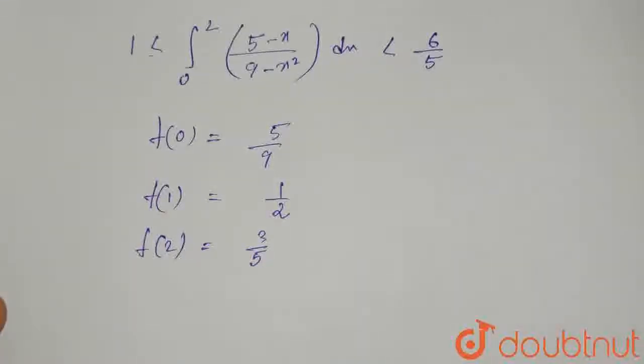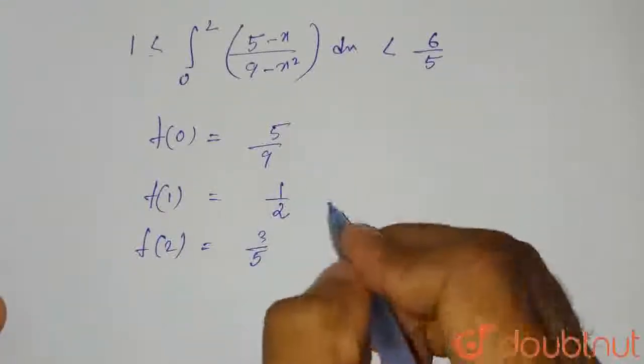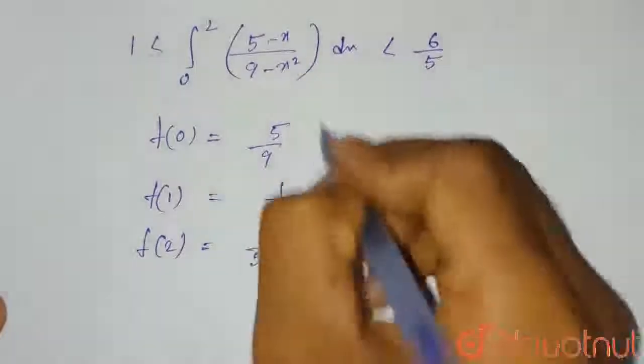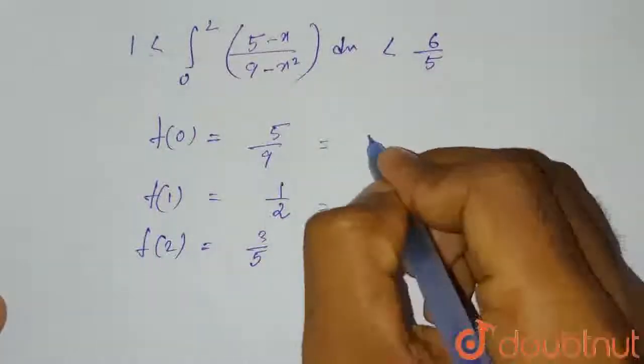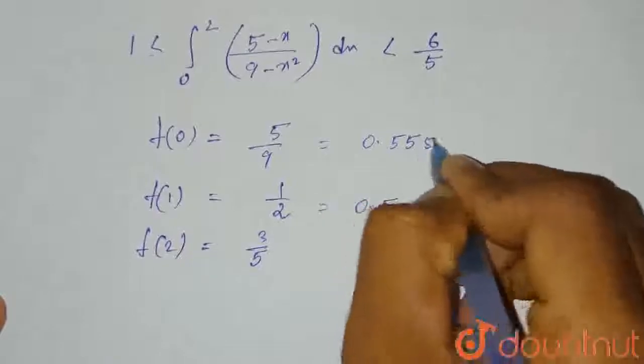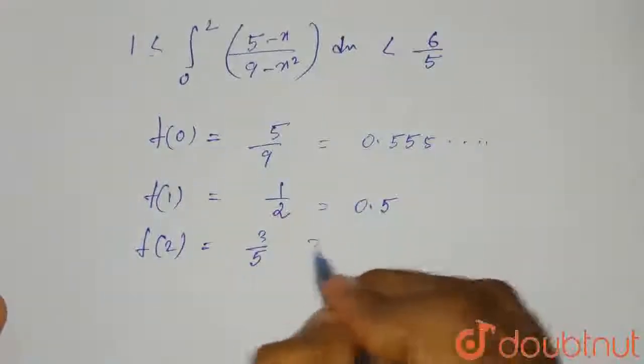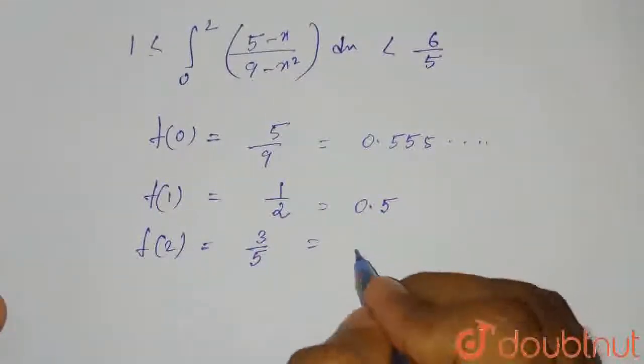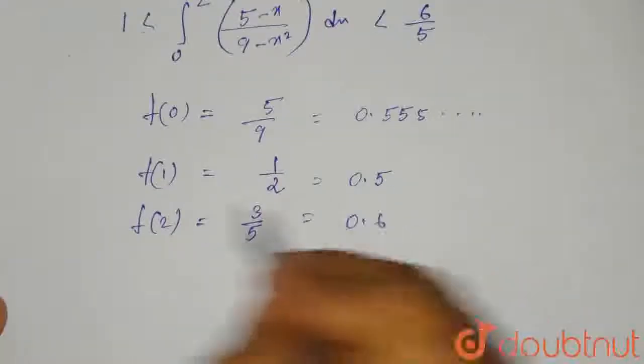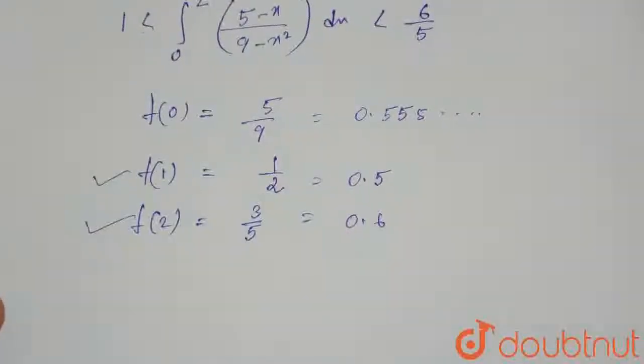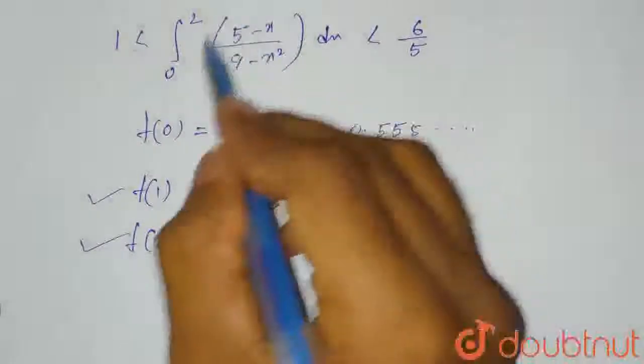Here you can see that the least value is half, as the value of half is 0.5, and the value for f of 0 is 0.555 up to infinity, and the value for 3 by 5, that means f of 2, is equal to 0.6. That means the maximum value is f of 2 and the minimum value is f of 1. So now we have taken this function as f.